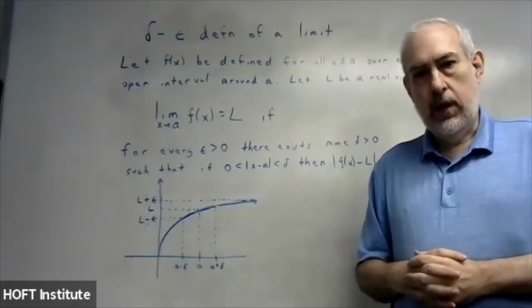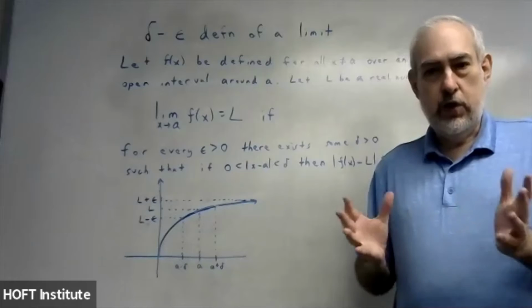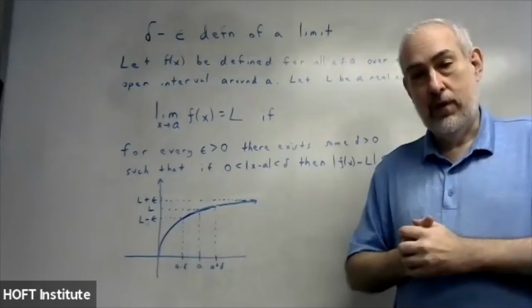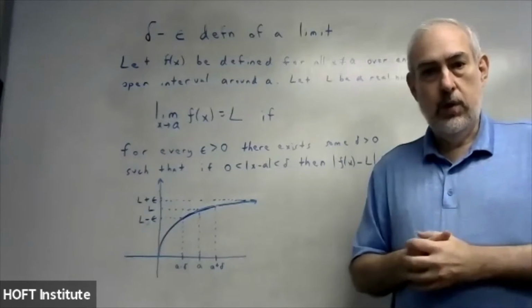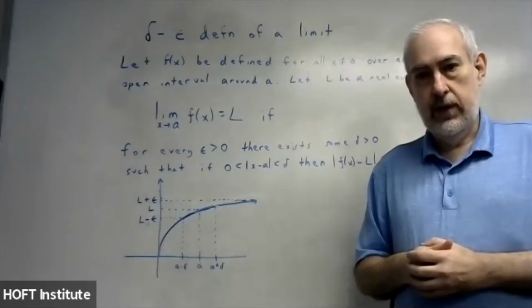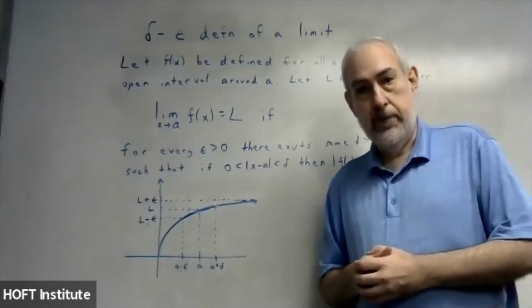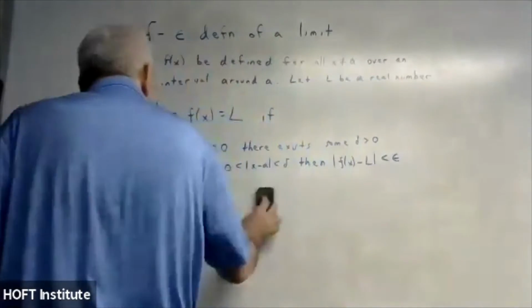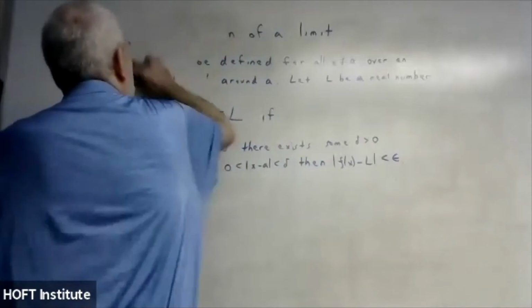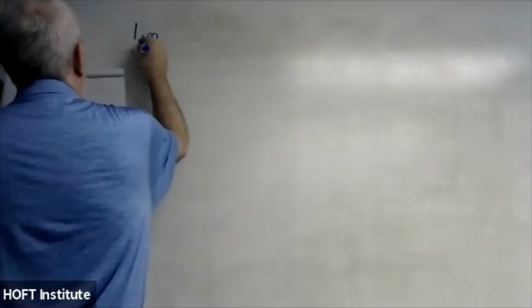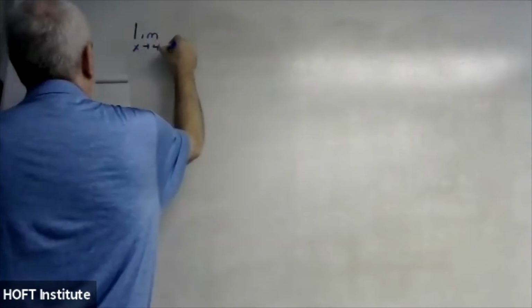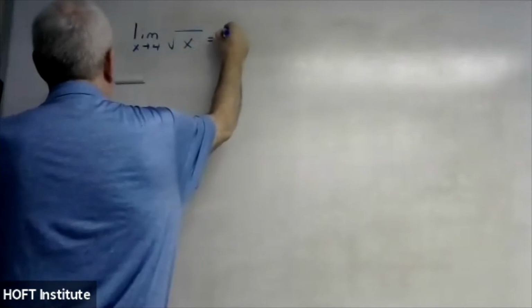Anyway, just to show you how challenging these types of proofs can be, let me give you one proof, and this is going to be a proof involving a square root, and show you exactly how that would go. Okay. So I am going to prove that the limit as x approaches 4 of square root x is 2.